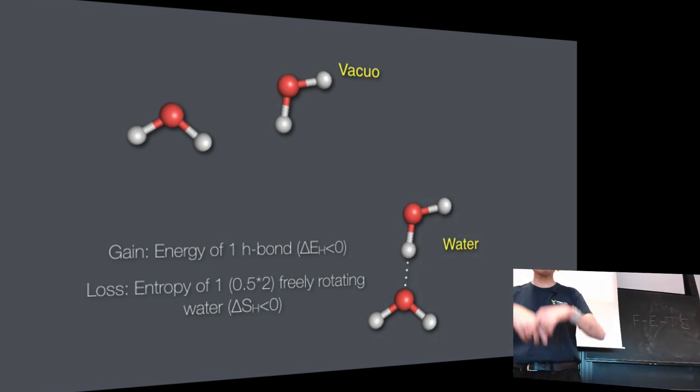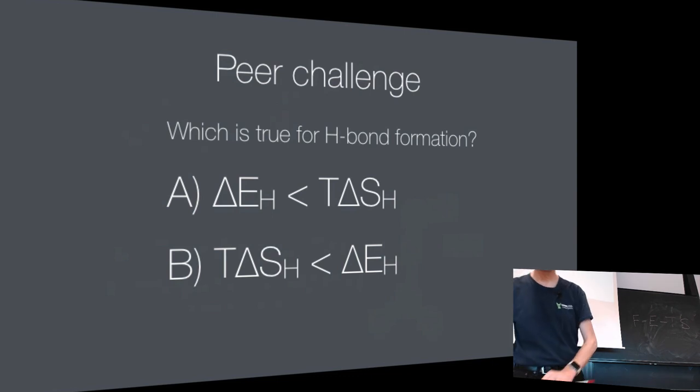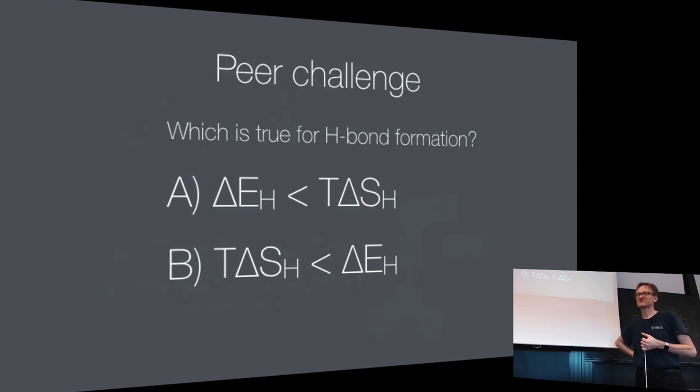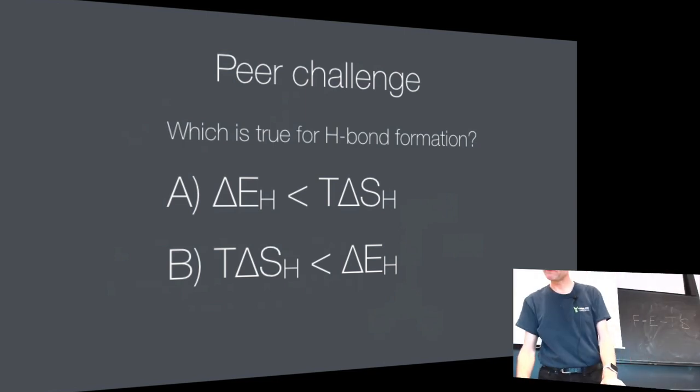So now I'm going to do the peer challenge again. Which one of those two is true? Is the loss in energy lower than the change in entropy? Or is the change in entropy more important than the change in energy for these two? Let's do 1 minute again there.